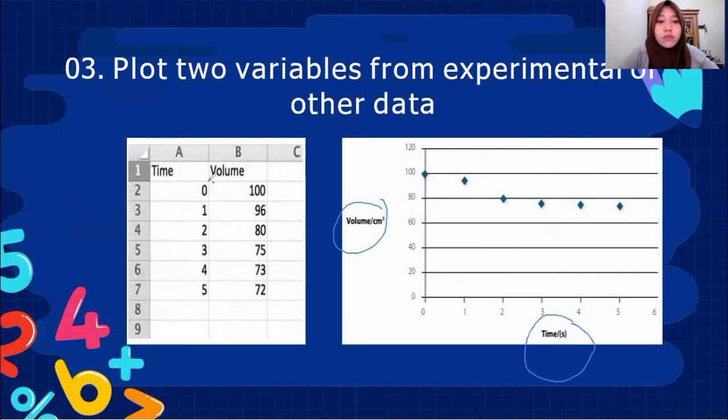When the time is 0, the volume is 100. So the first point is here. And when the time is 1, the value of volume is 96 here, and so on and so forth. So here we can change the data into the graph by using this plot tool of variables. For this example, we have volume and we have time.